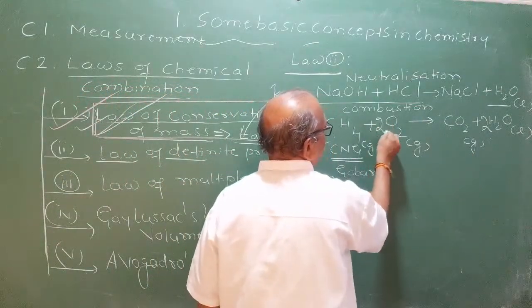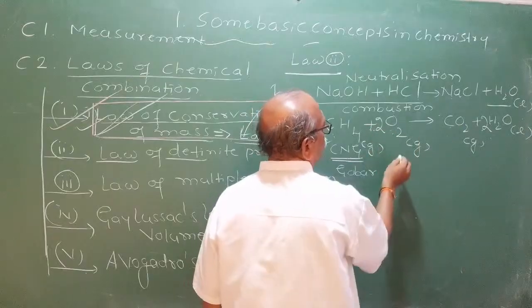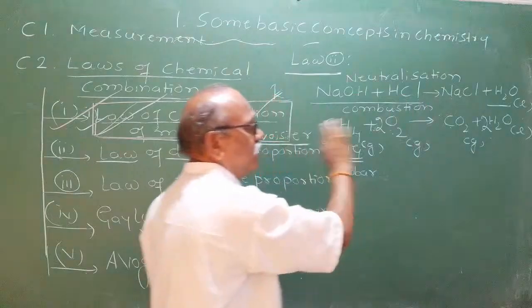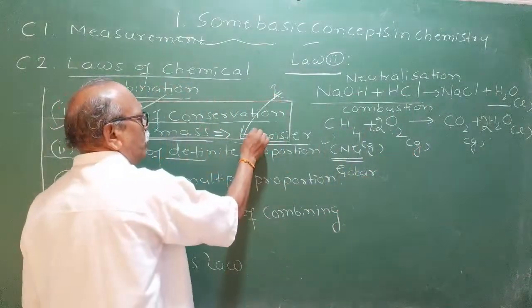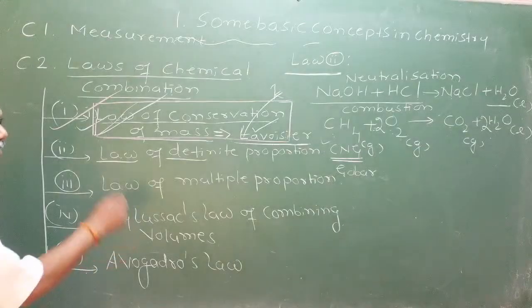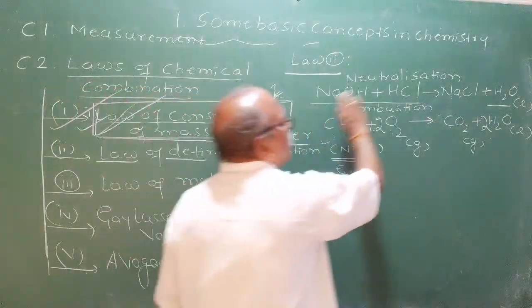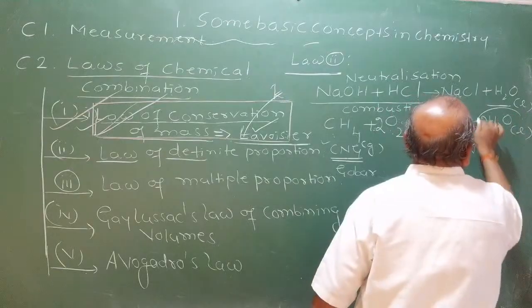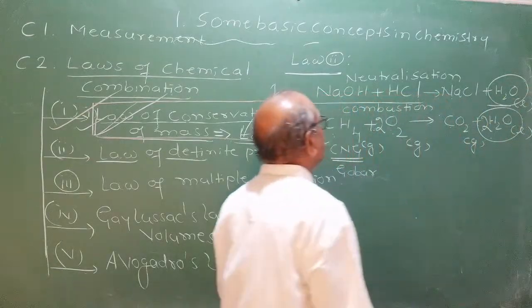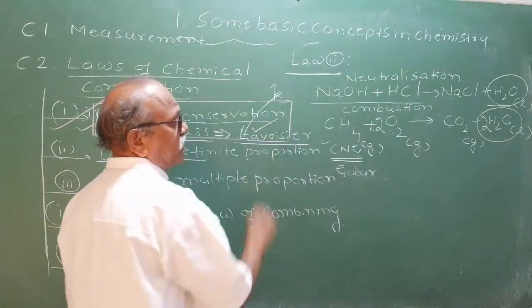To balance it, we write by hit and trial method 2O2. 2 2s are 4. Now 2 plus 2 is 4. Now the equation is balanced. Now the Lavoisier law of conservation of mass is obeyed. Now my question is, irrespective of the method of preparation, we have prepared water by combustion here, and we prepared water by that neutralization reaction.